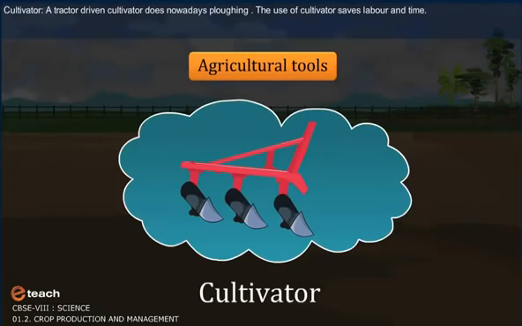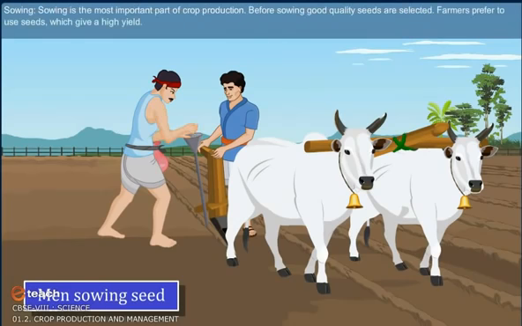Cultivator. Tractor-driven cultivators do the ploughing nowadays. The use of cultivator saves labor and time.